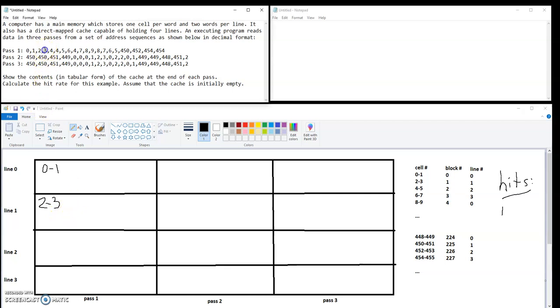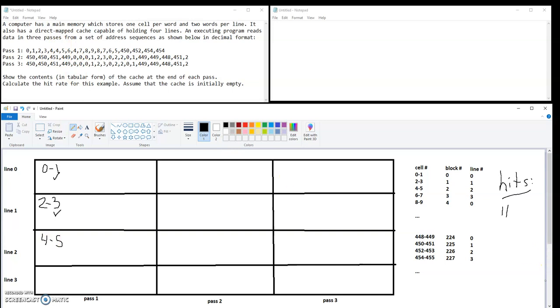So when 3 is requested next, well, our spatial locality gets that, and that's called a hit. It's in the cache. So I can give it a check mark if I want. 1 was a hit. 3 was a hit. Next, 4 is not a hit. 4 is a miss. 4 is in block 2, goes in line 2 with 5.